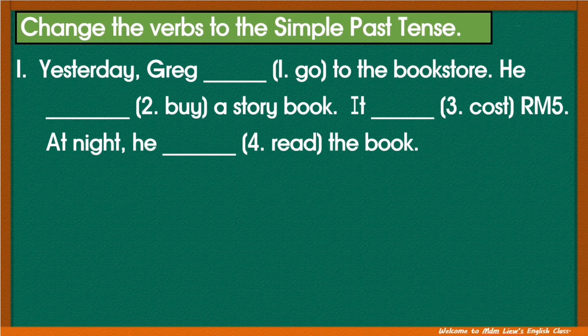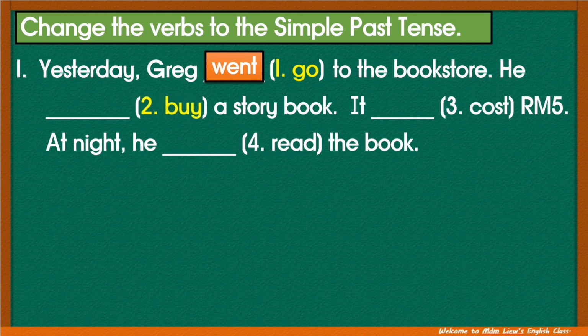First text. Yesterday, Greg go. The past tense of go is went. W-E-N-T, went. Go becomes went. Yesterday, Greg went to the bookstore.